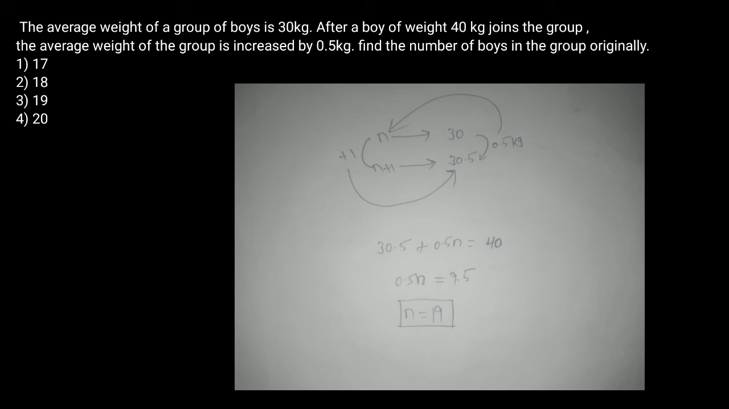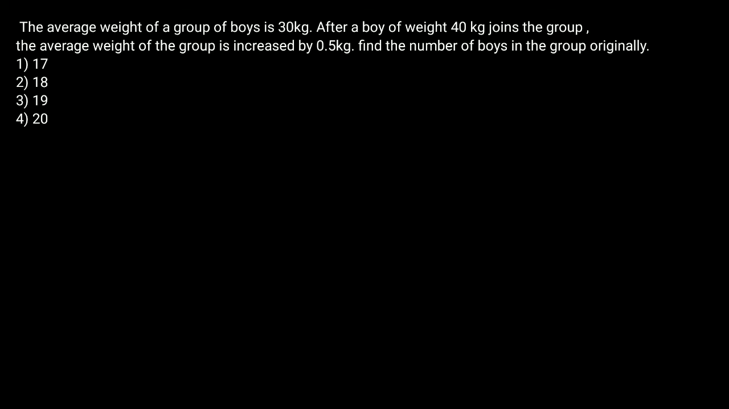Now multiply the left hand side difference with the right hand side bottom number, and the right hand side difference with the left hand side top number. If you multiply, you will get 30.5 plus 0.5n. Now this equation is equal to the weight of the boy, because the change is because of the boy joining the group. Now if I solve the equation, the number of boys in the group is 19. Now the answer is 19.